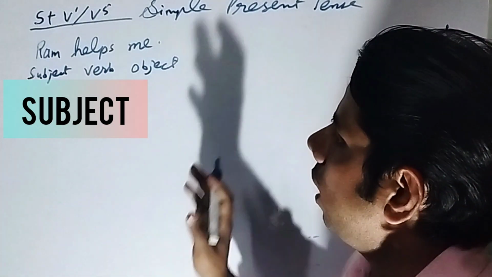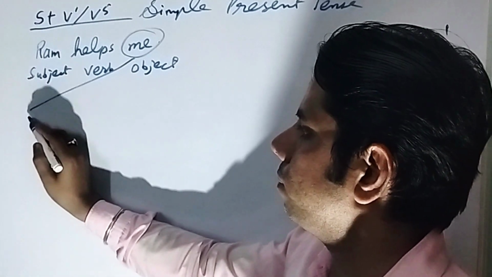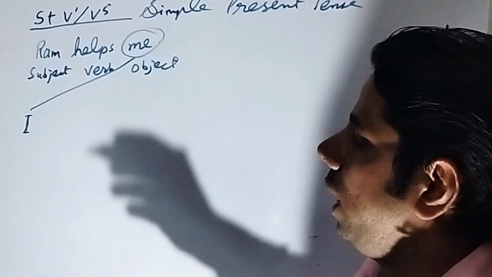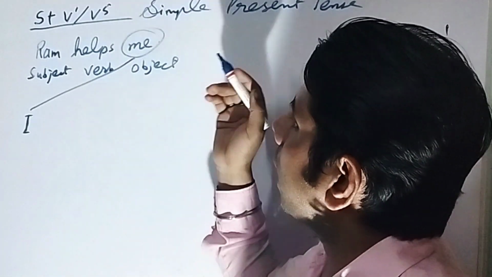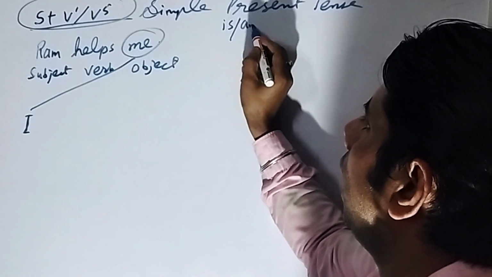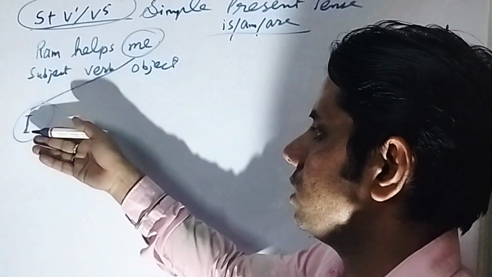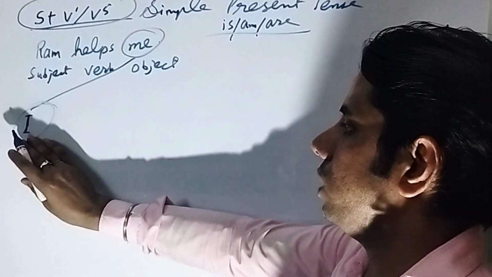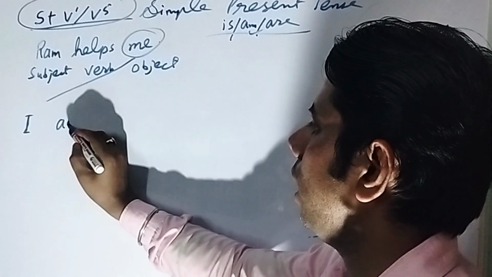So here is given me, and me will be converted into I. It is the most important thing that when we are converting a sentence related to simple present tense, at that time we should use is, am, or are according to the subject which is converted from me. So listen carefully, we are using I here. So with I, what should we use? We should use am. I am.